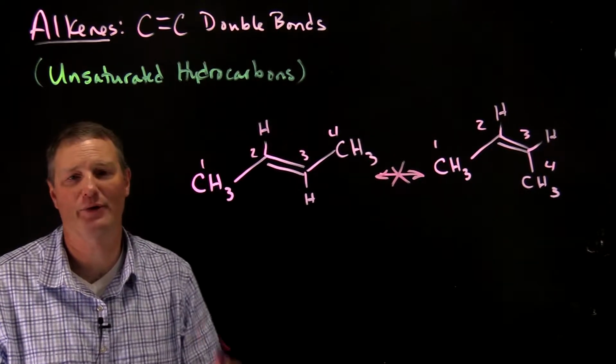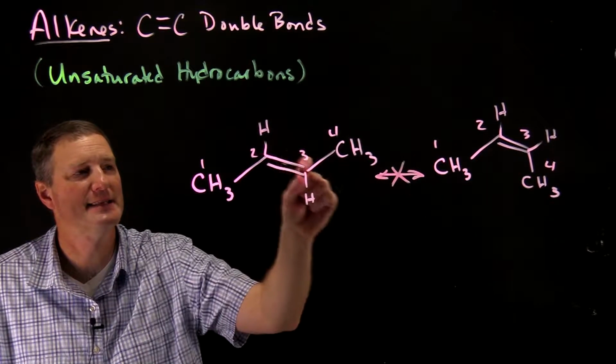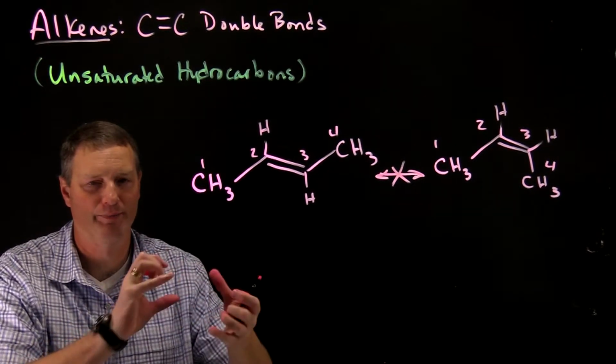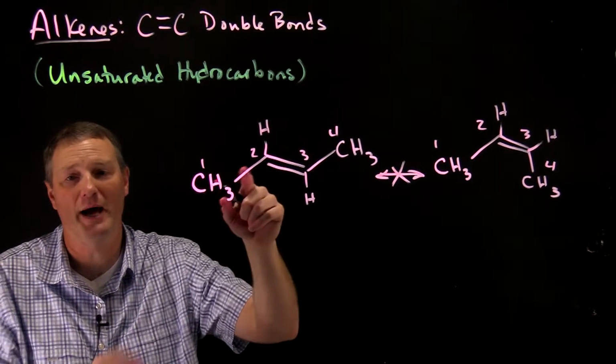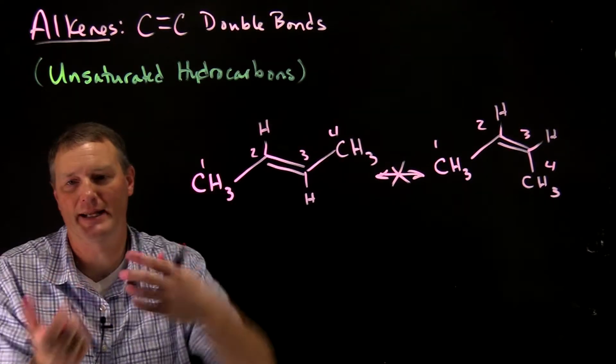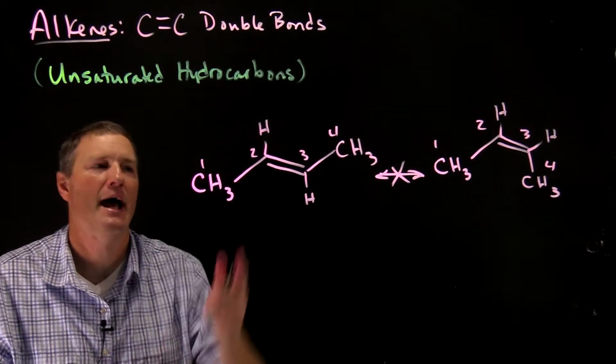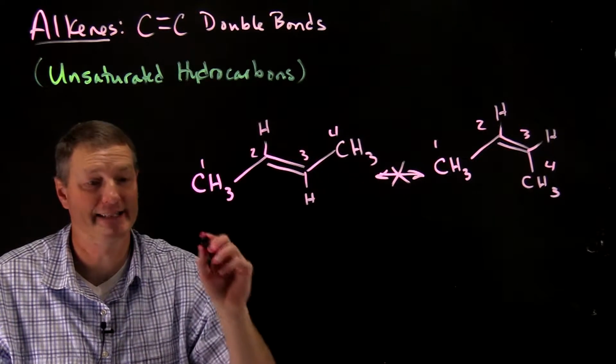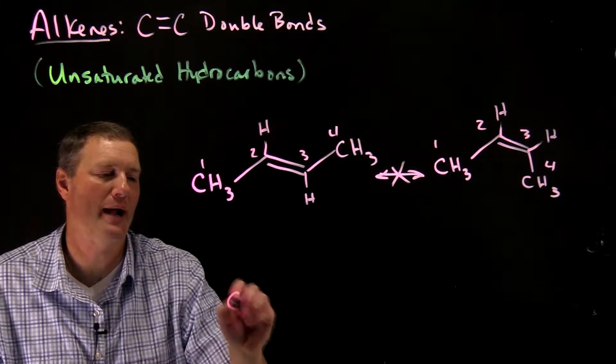And the reason for that is that this type of bond, a carbon-carbon double bond, is not freely rotatable. A carbon-carbon single bond can freely rotate and give rise to conformations. However, a rotation about a carbon-carbon double bond is not allowed. Let's take a look at why.